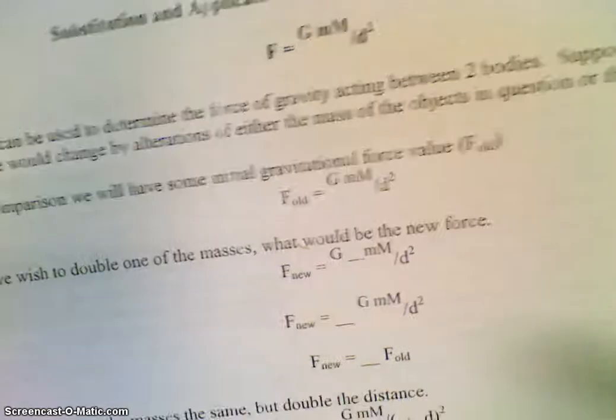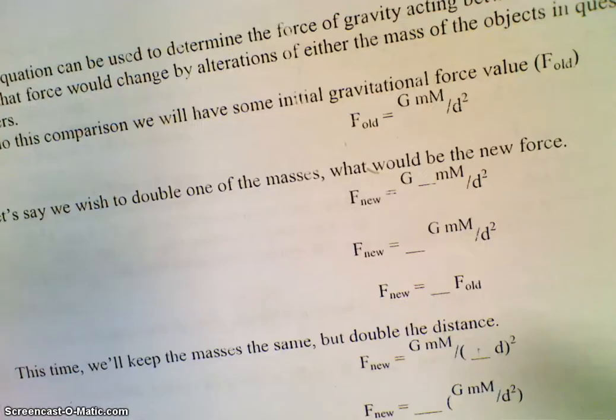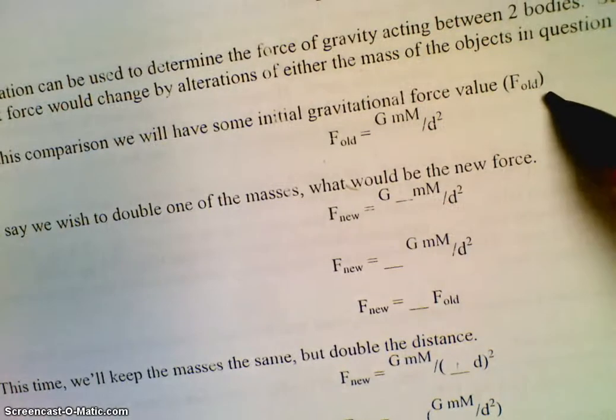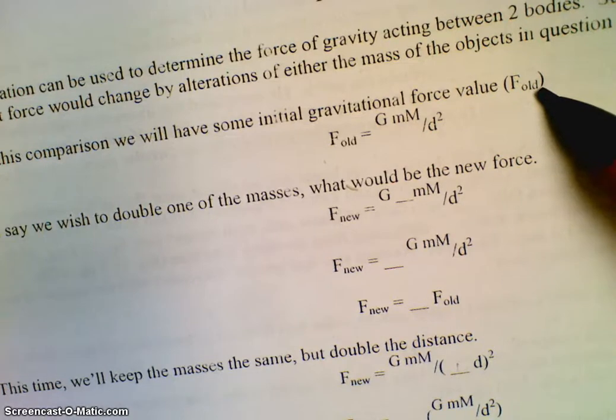So let's say, for example, here we have some initial gravitational force which we're going to call F old. So it's our old force of gravity, and we're going to compare that to some new force of gravity based on some changes we make either in the mass or in the distance or both. So let's look at how this works.